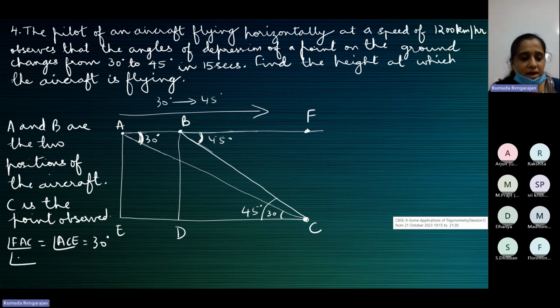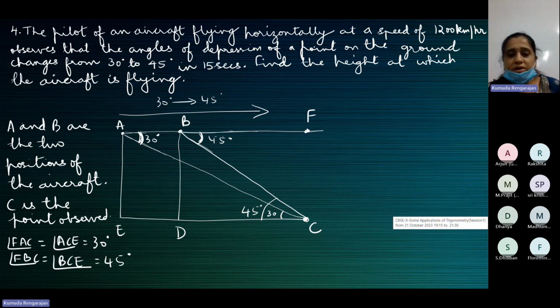And angle FBC is equal to angle BCE, which is equal to 45 degrees. And what should you find? To find AE or BD.